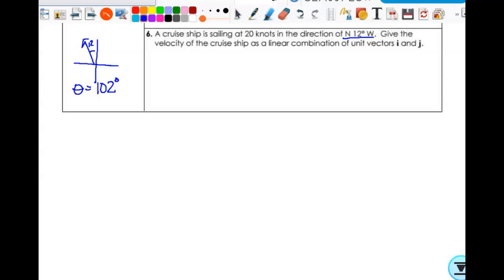102 degrees? You agree with that? Okay, good. So then my vector is going to be 20 knots times the cosine of 102, and then 20 knots times the sine of 102. And we would expect the signs here to be negative, positive, right?